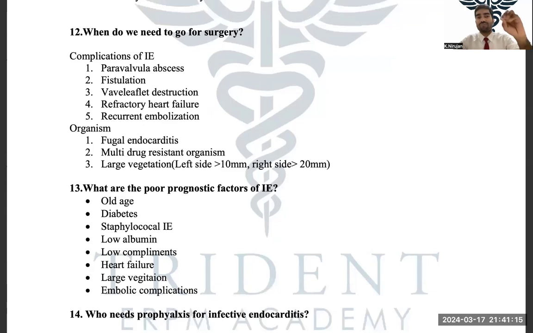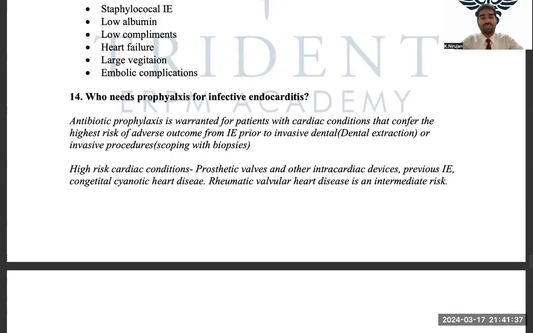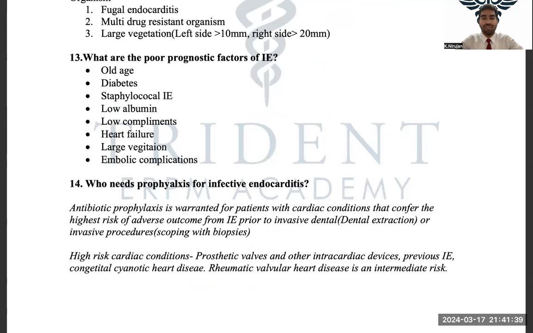What are the poor prognostic factors in IE? Again, not very common in the undergraduate curriculum, but occasionally asked. But for PG trainees, they should know. Old age, diabetes, staph endocarditis carries a poor prognosis. If you can't memorize this list, at least memorize this: staph endocarditis is a poor prognostic factor. Low albumin, low complements, heart failure, large vegetation, embolic complications. These are all poor prognostic factors. It's just basically a list to memorize.